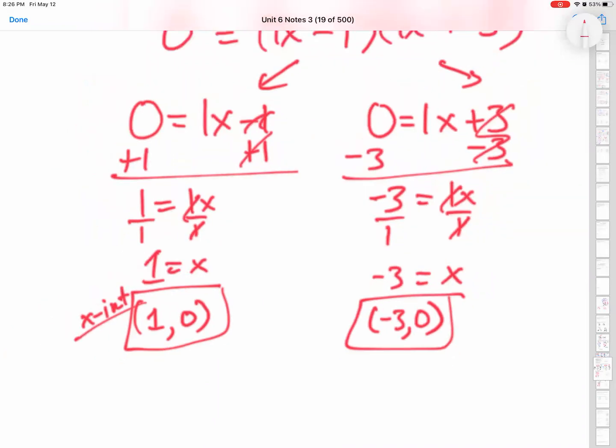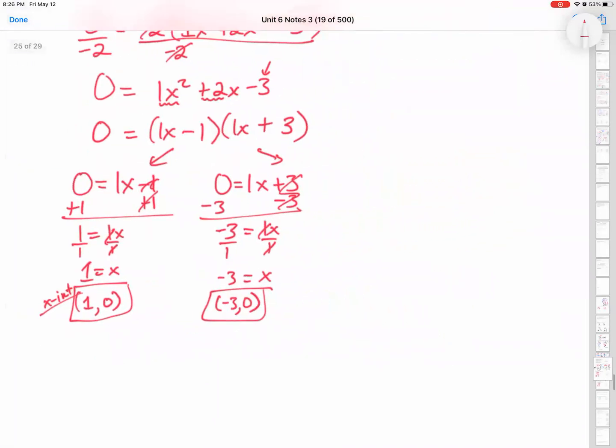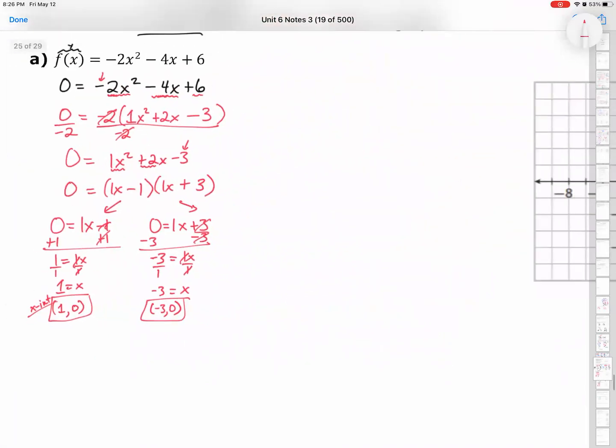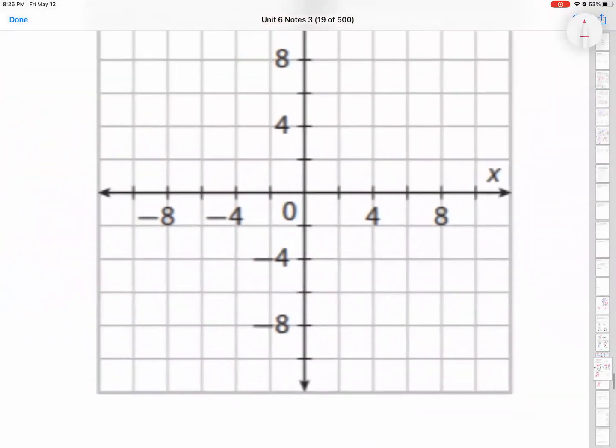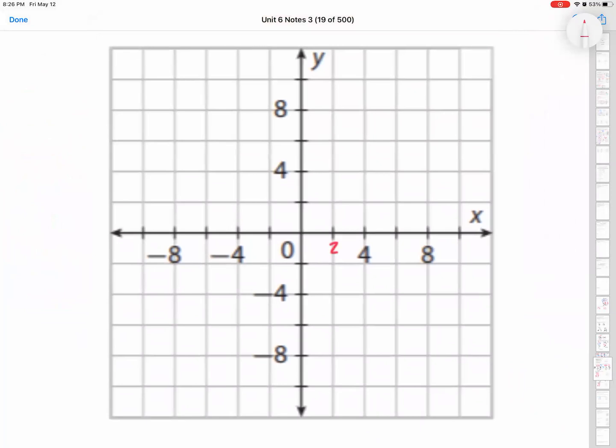All right, so now we go to plot those on the graph. So we said (1, 0) and (-3, 0). Again, going by 2's. So (1, 0), (-3, 0).